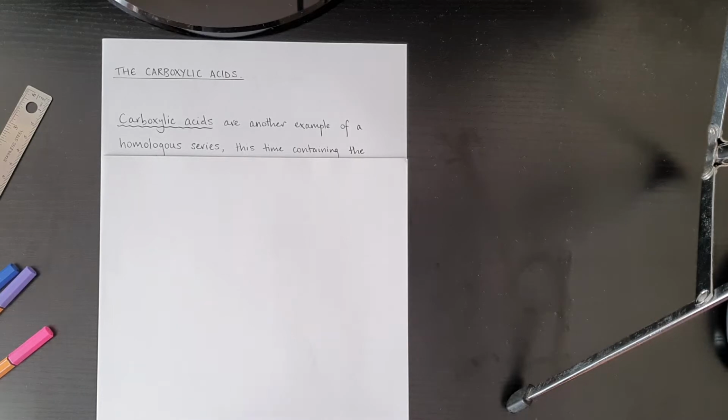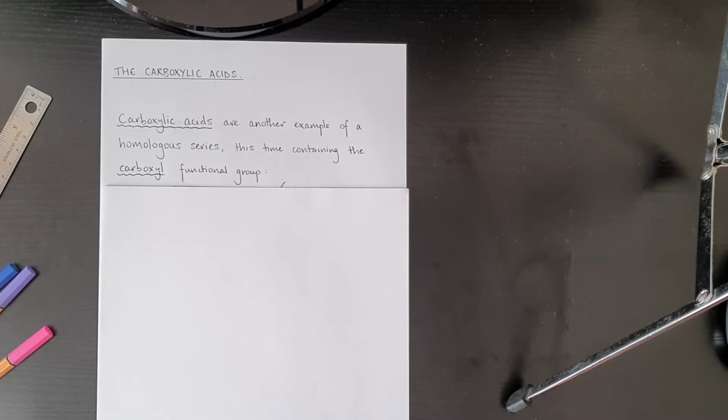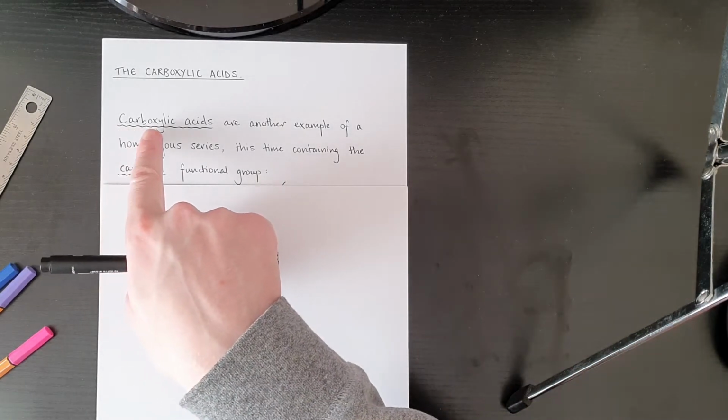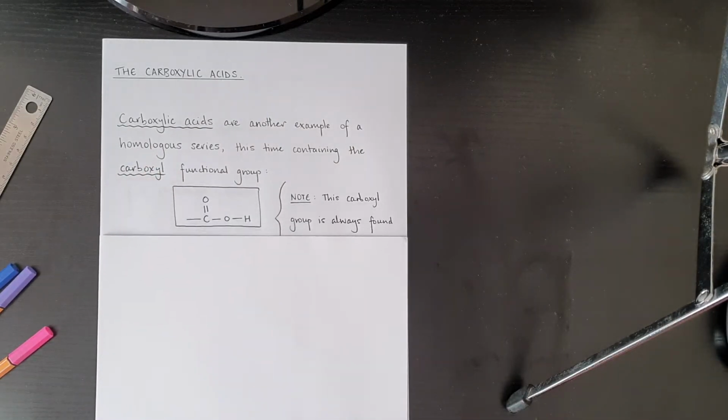So remember, we're thinking about compounds that all follow some general formula. And they all, remember from the last video, contain a functional group that indicates what homologous series these compounds are from. So this time, the group that we are looking for is called the carboxyl functional group, which is why the group is called the carboxylic acids, because they have a carboxyl functional group. And it looks like this.